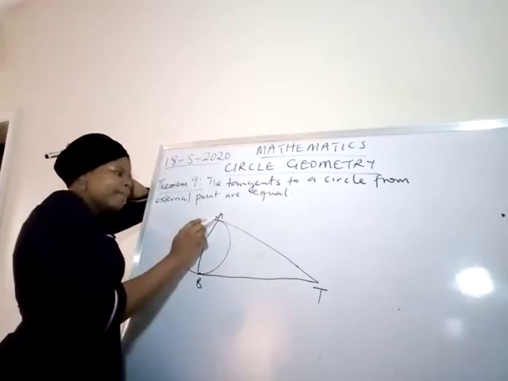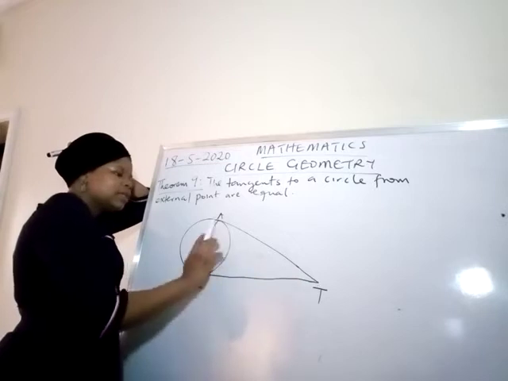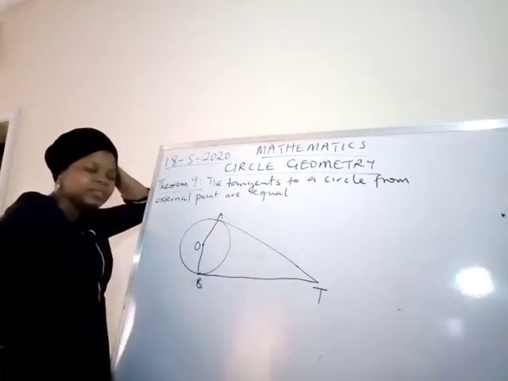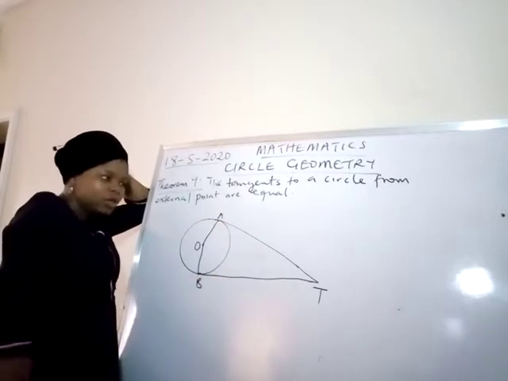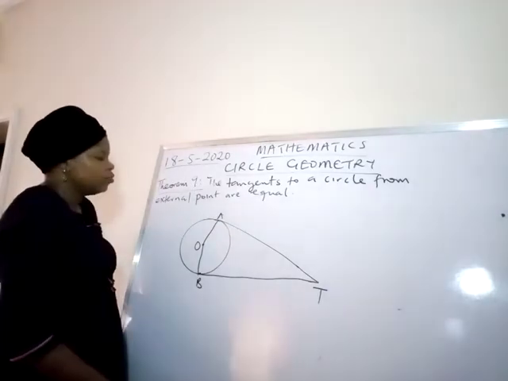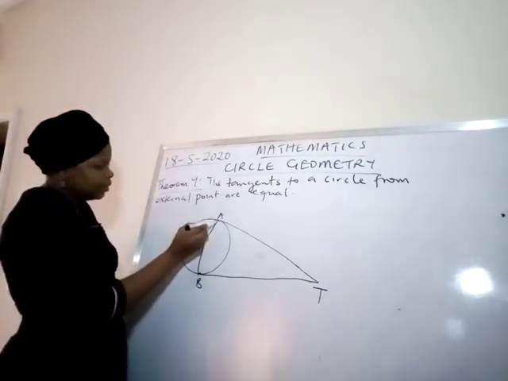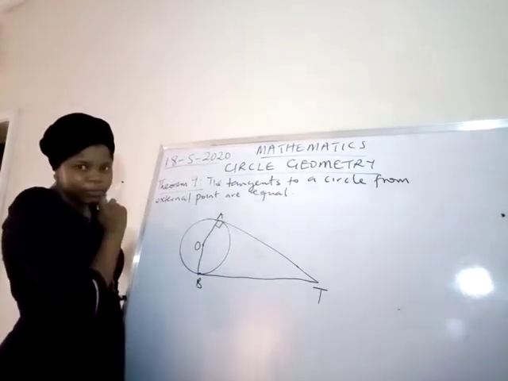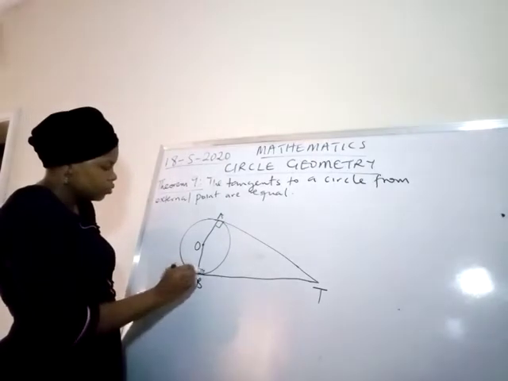Now, my theorem is saying that my what? TA is the same thing as TB. That is the external line here, which is the tangent, they are what? They are equal. Now, for me to know that they are equal, if I do a little construction from here, I know that this is 90 degrees. That is radius perpendicular to tangent. This is also 90 degrees.